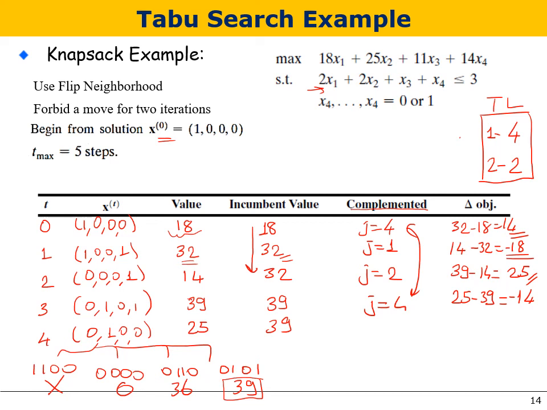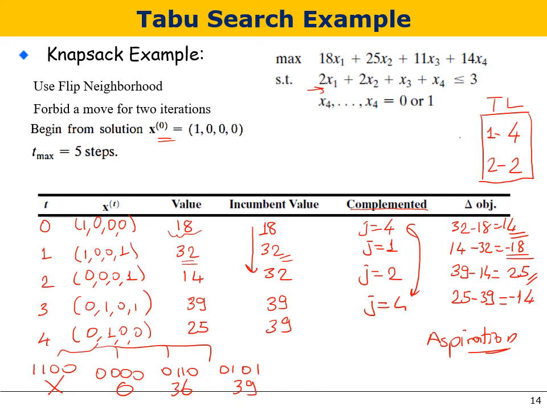And now you can check for aspiration criteria in such a situation. If this objective function value is better than your incumbent solution, then although this is Tabu, you can continue with this one. So that's aspiration. And when we check it, our incumbent solution is 39, and this solution is also 39. So it is not better than my incumbent solution. Since it is Tabu, I'm not selecting this one.